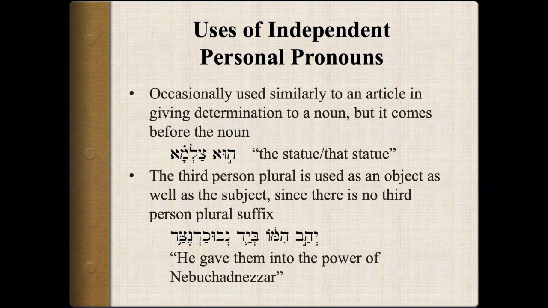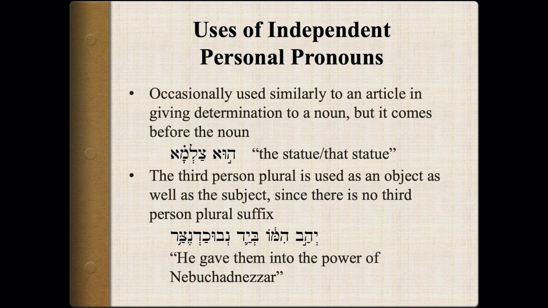It is occasionally used similarly to an article in giving determination to a noun, in which case it comes before the noun. So, the statue or that statue. Even though you actually have an aleph on the end of the word for statue, indicating that it is determined or has a definite article, there is more emphasis in adding the who in front of the noun to indicate that it is that particular statue.